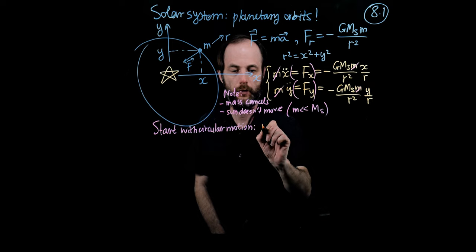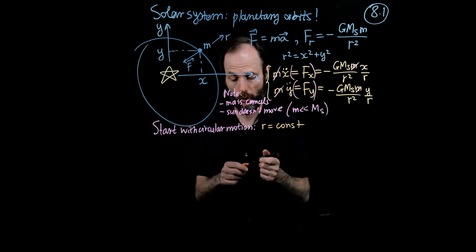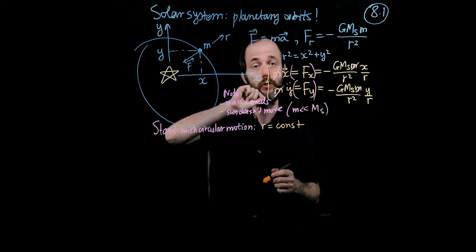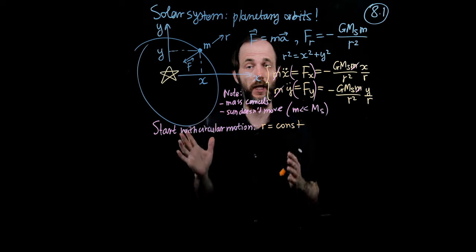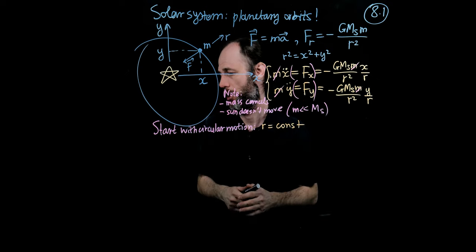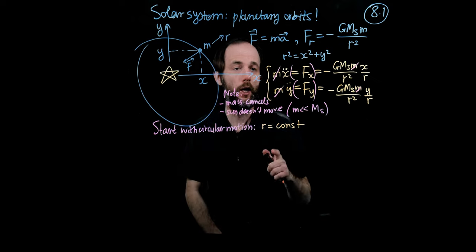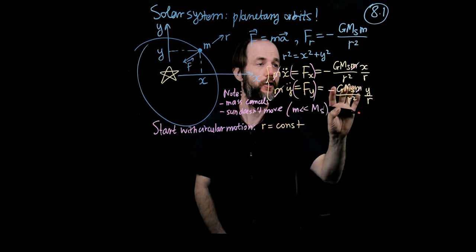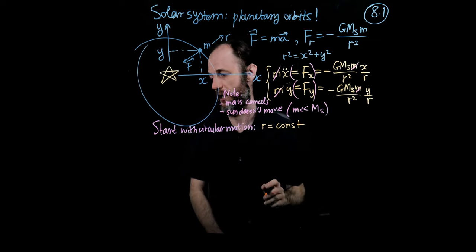Namely, we're going to be assuming that the radius of the orbit is a constant. So the distance to the star from the planet stays always the same. So the planetary orbit is a circle. All right, so what are the equations of motion in this case? Let's write it out. x double dot is equal to minus GM_s over r cubed times x, right?